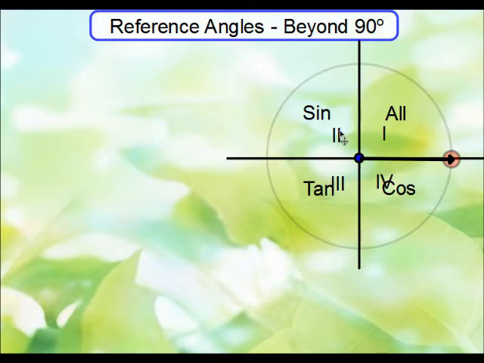But in quadrant 2, only the sine is positive. Here, just the tangent is positive. In quadrant 4, just the cosine is positive. If you remember that, that's going to be critical for you to get your solutions to any sine, cosine, tangent problem that goes beyond 90 degrees. By the way, this also goes for their reciprocals. That's the cosecant, the cotangent, and the secant.